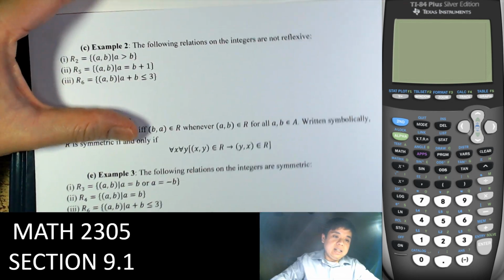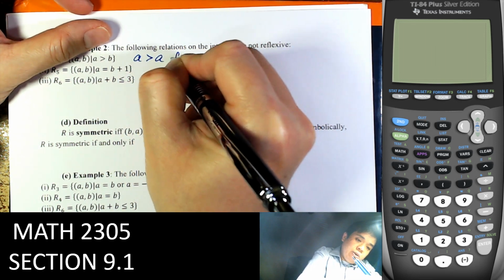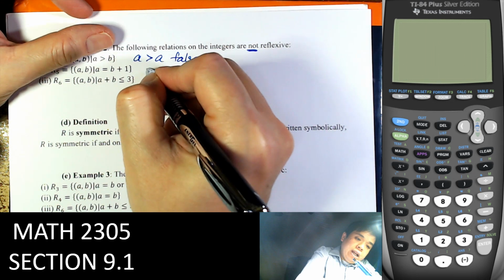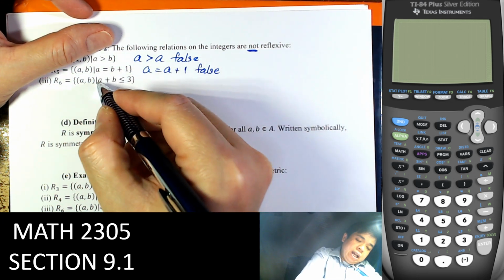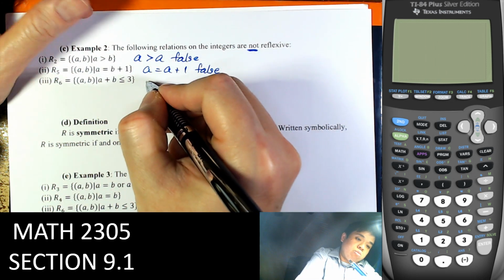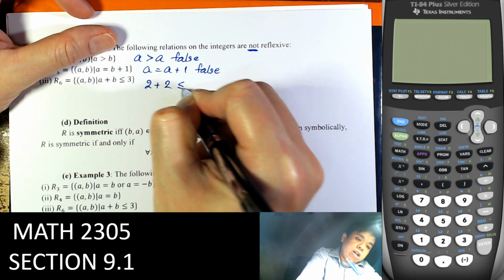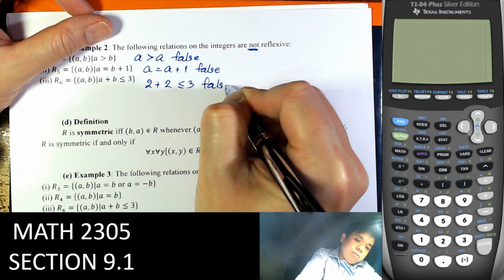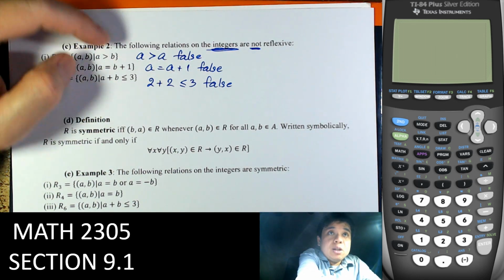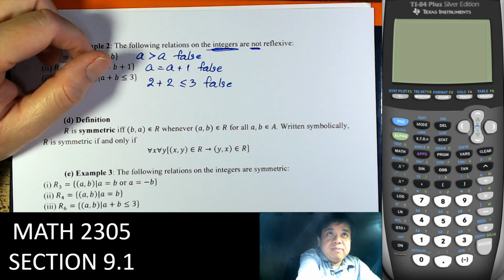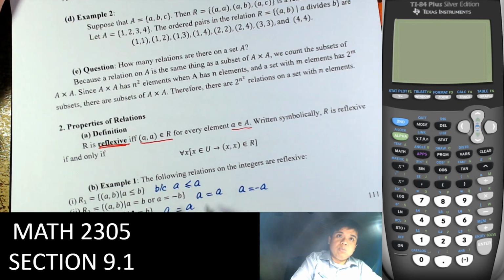Next, these are not reflexive, because when you write 8 greater than 8, that is false. And a equals a plus 1, that is also false. And a plus b less than or equal to 3 is not true in some cases. For example, 2 plus 2 is not less than or equal to 3, so that is also false. Here we focus on the integers, a and b are integers, so this will be false in any of these. That's why these are not reflexive, and those relations above are.